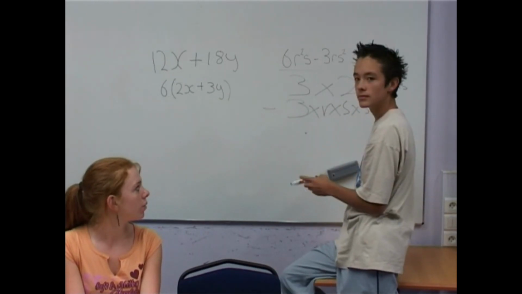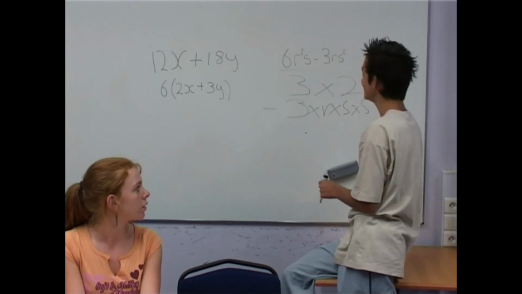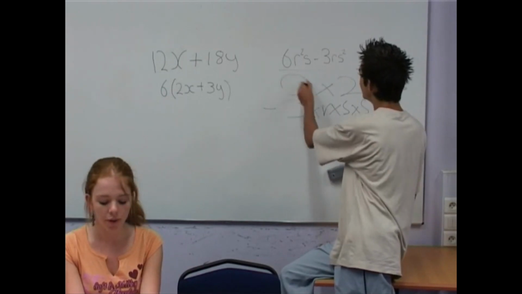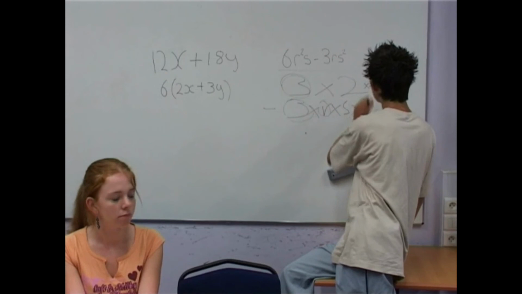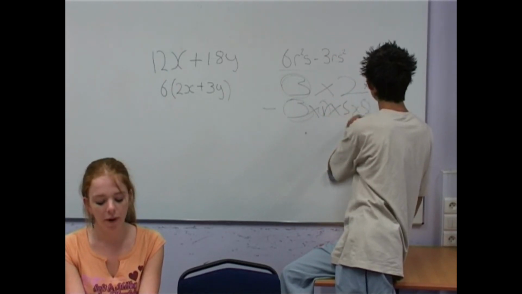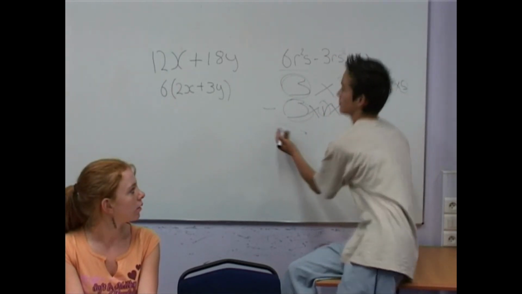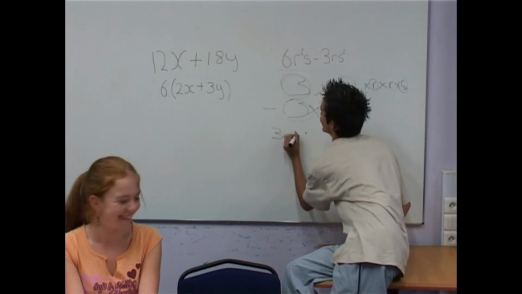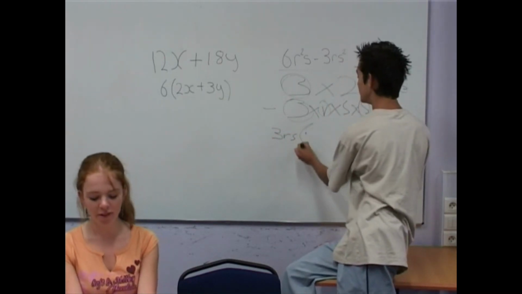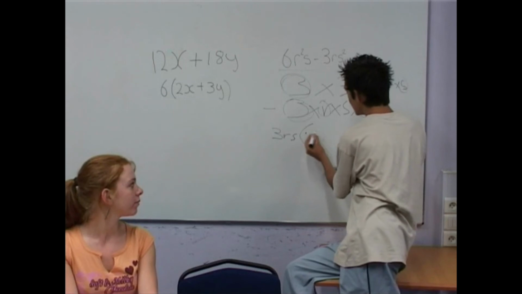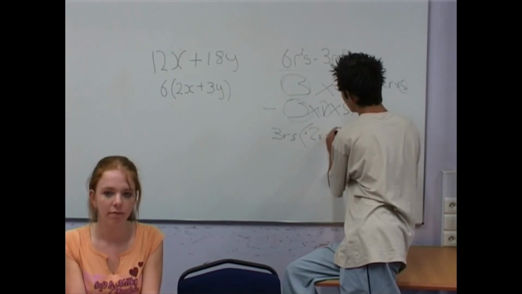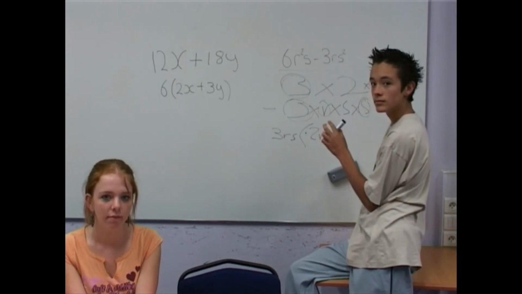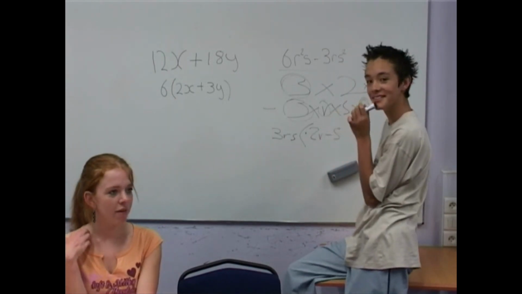We circle the common numbers or letters in each side, which is 3, r, and s. This goes outside the bracket. And then inside the bracket, what's left over? 2r take s. Okay, Becky, thanks for calling.